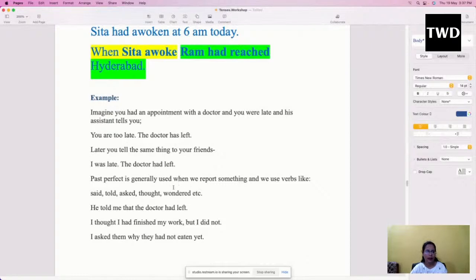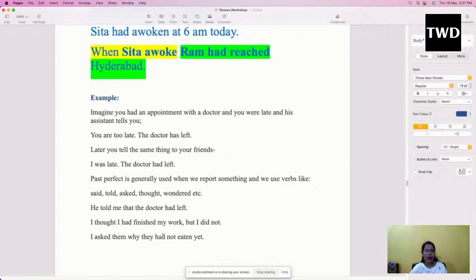So past perfect is generally used when we report something, and we use verbs like said, told, asked, thought, wondered. All these are V3 forms of the verbs. He told me that the doctor had left. He told me means the doctor's assistant told me that the doctor had left.